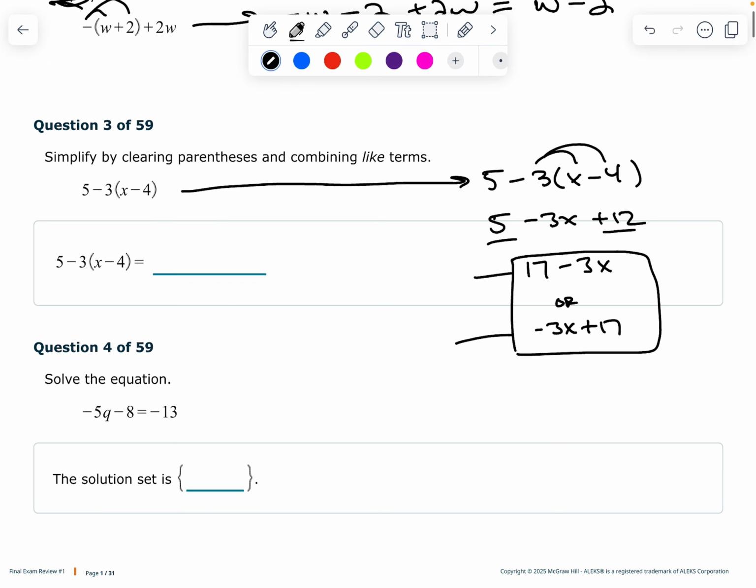Question 4, solve the equation. For equations, you want to do all your adding and subtracting first, all your multiplying and dividing last. If it says solve, we're looking for a single number answer for Q. So the first thing I would do here is add the 8 to both sides, and I would get negative 5Q equals negative 13 plus 8 is negative 5. Then I would divide by negative 5 on both sides. We want to get Q by itself. And I get Q equals positive 1.